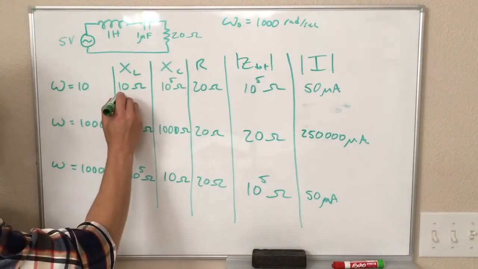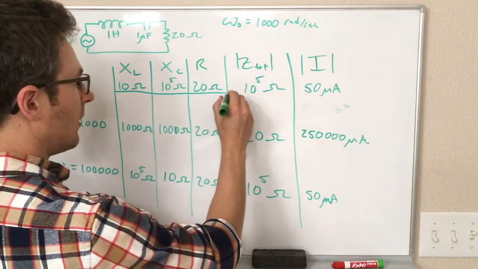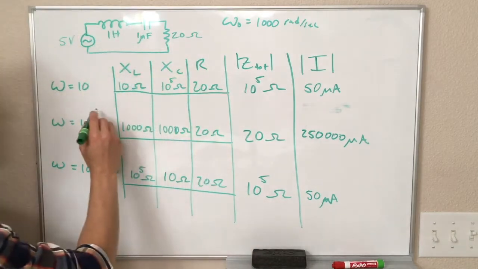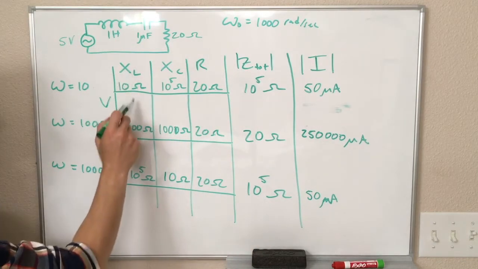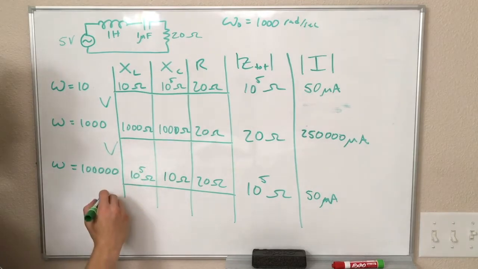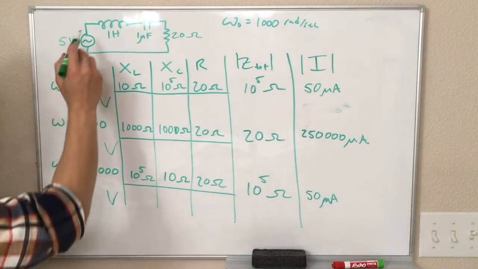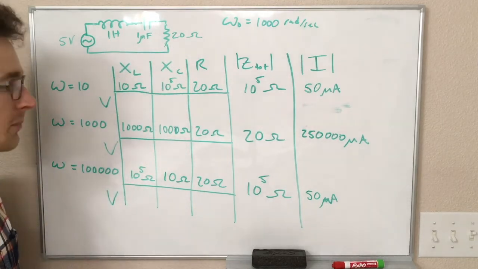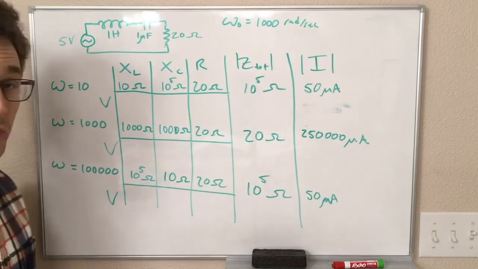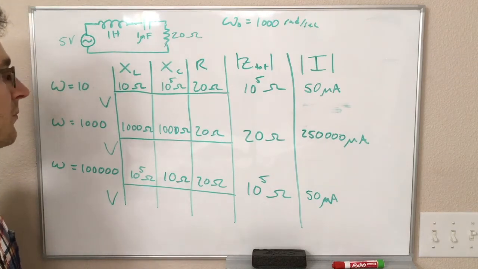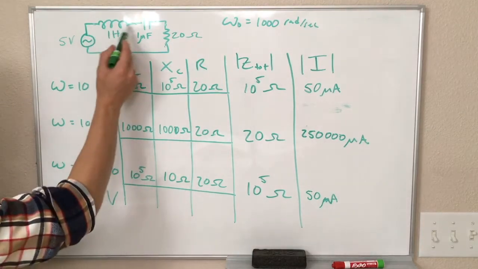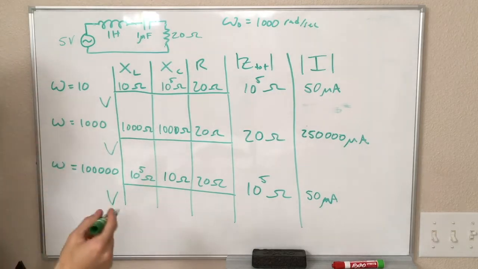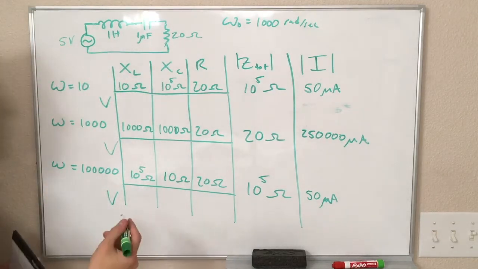Okay, so under each one of these, I'm going to draw another part of the table. Down here, I'm going to put the voltages associated with the inductor, the capacitor, and the resistor for each of these three cases. Remember, each of these components in series has a voltage drop across it individually, and we can figure that out from the voltage divider equation or from Ohm's law. The voltage divider equation is that impedance divided by the total impedance, times our 5 volts.